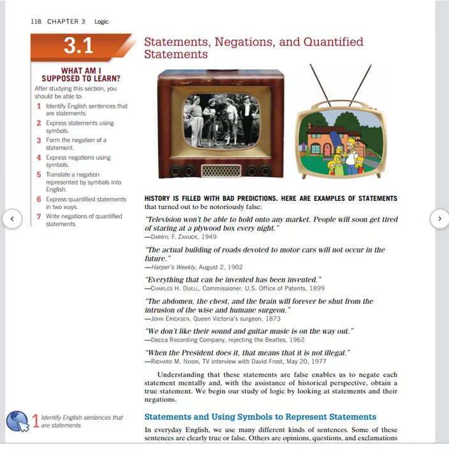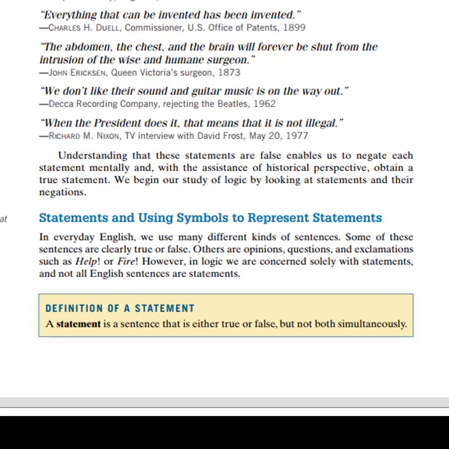Chapter 3 is about logic, and logic has rules and a language all of its own. Like other forms of math, what a word means in logic might not be the same as in our everyday lives. The first idea you meet in this section is what a statement is. Here's the definition.